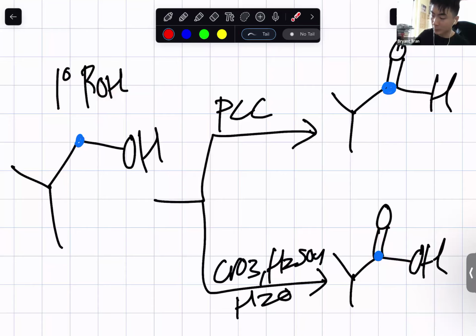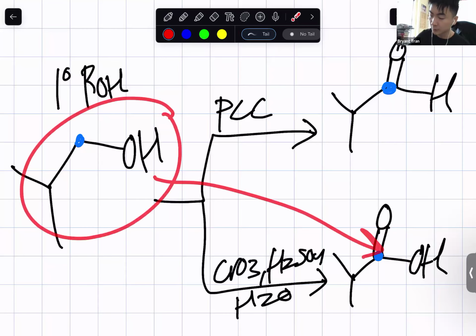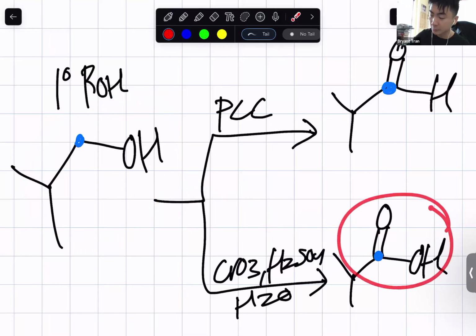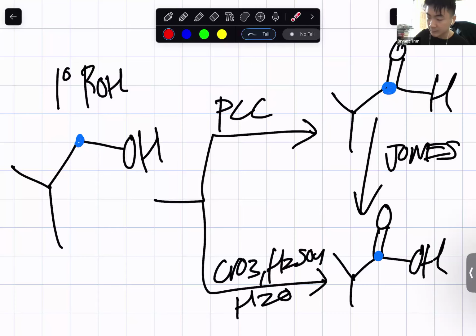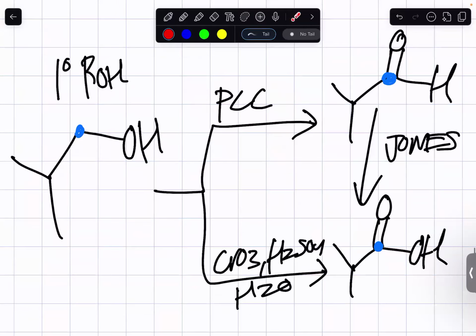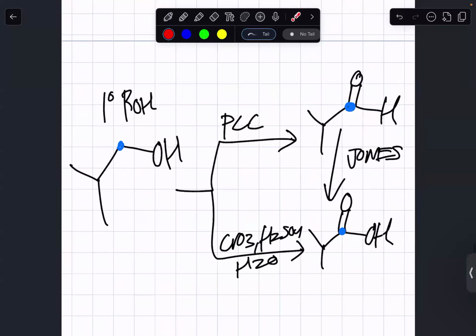So we oxidize this alcohol even further to carboxylic acid, because carboxylic acid is a more oxidized form than aldehyde, right? And for synthesis, if you want to go from an aldehyde to carboxylic acid, you can do that with Jones as well. You cannot do PCC because PCC is a weak oxidizing agent. It cannot go to the carboxylic acid, right? So that's the only difference, only if it's primary.